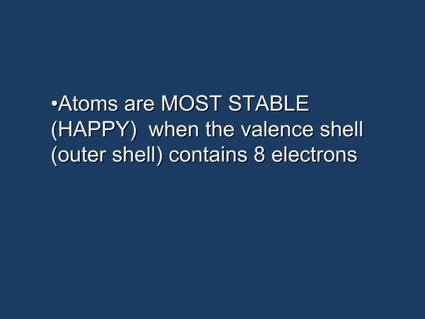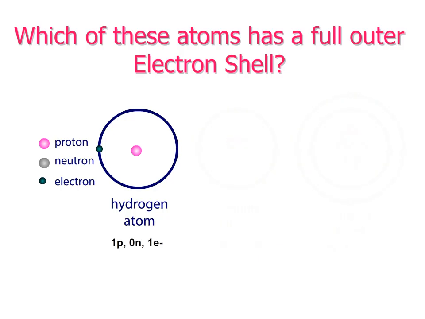So that's a very important rule. And if you know that rule, you can take a look at atoms of an element and determine whether or not they're likely to form chemical bonds. So here's an example of something that I might give you on a test.